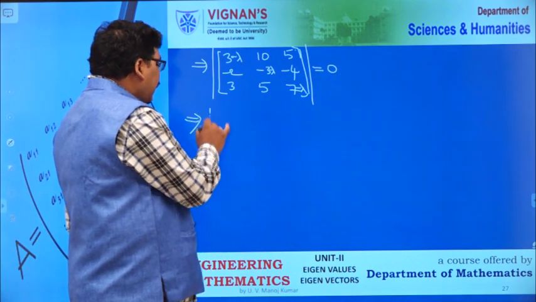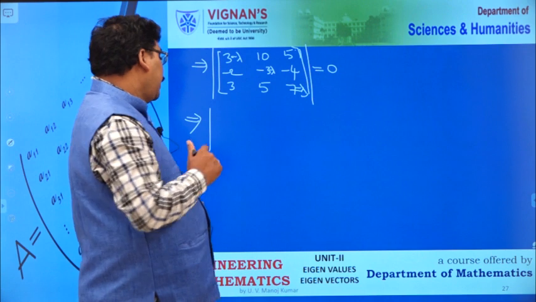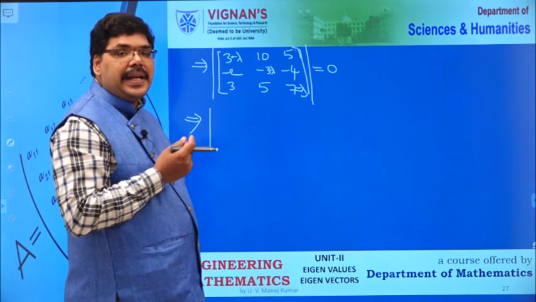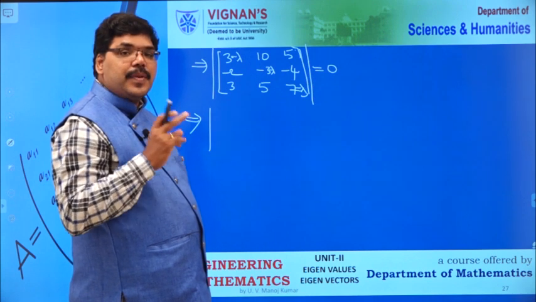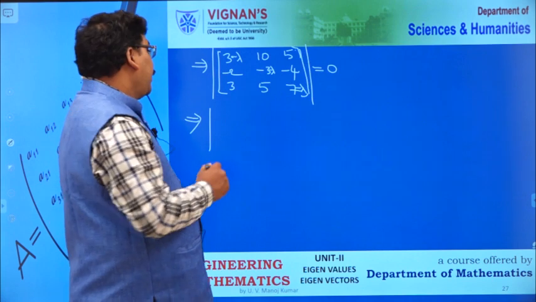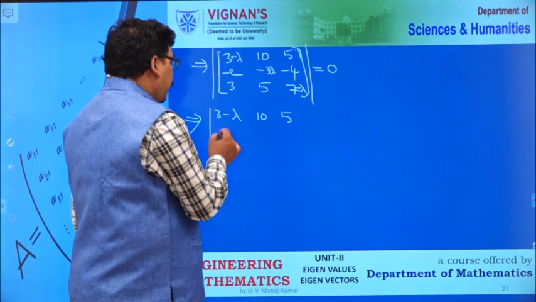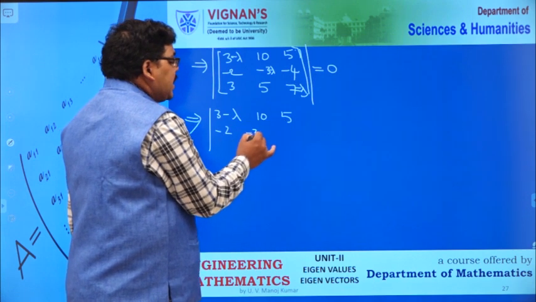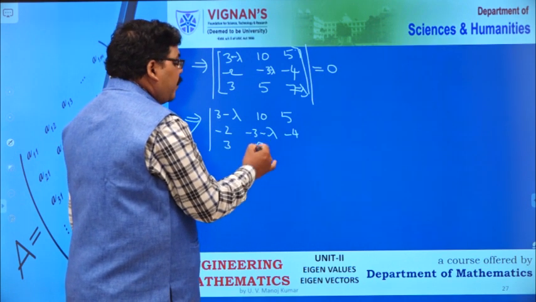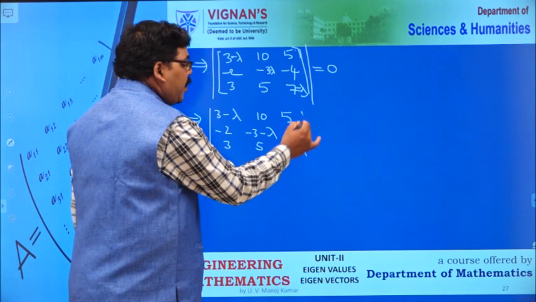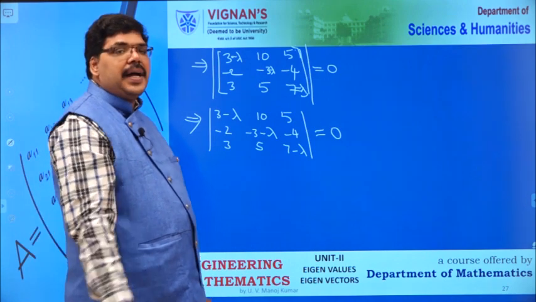So let us rewrite it again. Det(A minus lambda I) equals 0. So how to write A minus lambda I? From the matrix A, subtract lambda from the principal diagonal elements. So 3 minus lambda, 10, 5, minus 2, minus 3 minus lambda, minus 4, 3, 5, 7 minus lambda. From the principal diagonal elements, subtract lambda, A minus lambda I.